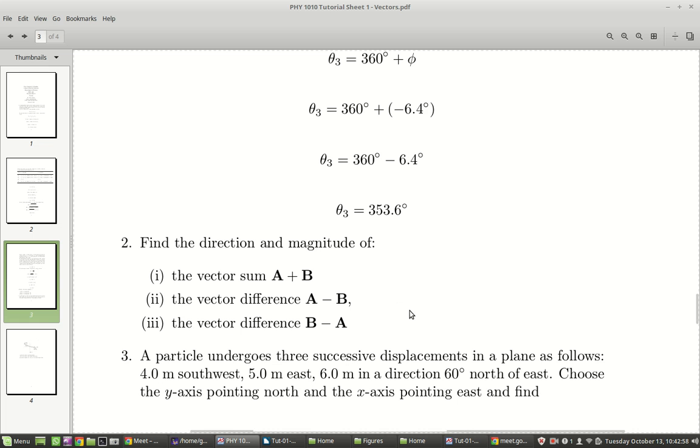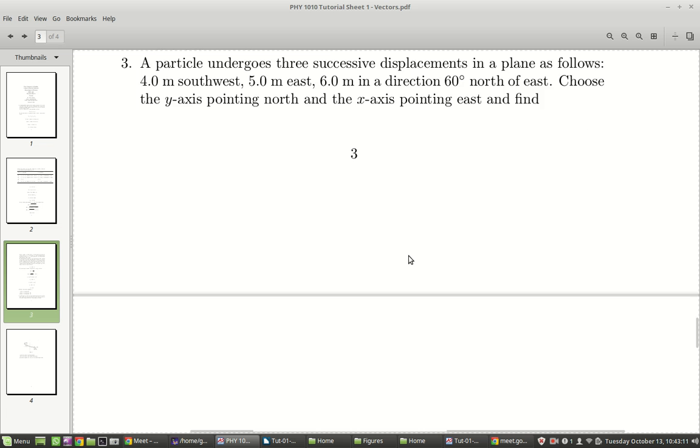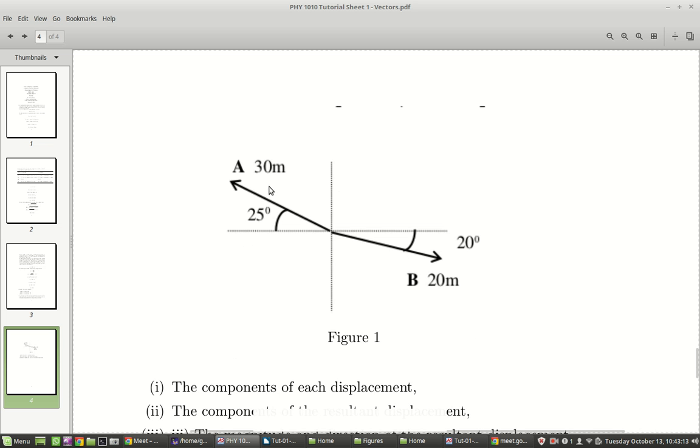Okay, so let's move on to question number 2, because we're going up to 11:30. Question number 2: find the direction and magnitude of A plus B, A minus B, B minus A. What you're looking at is this one here. Vector A is that one, vector B is that one.